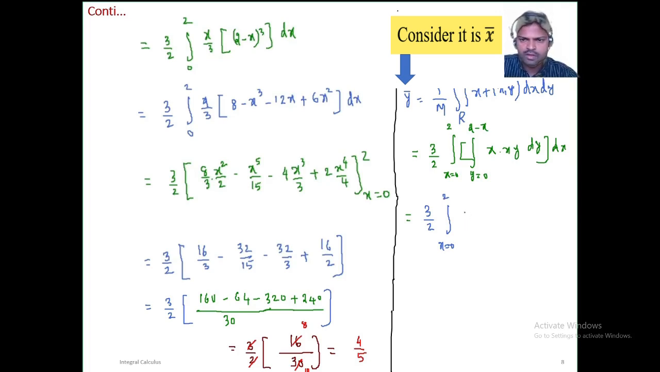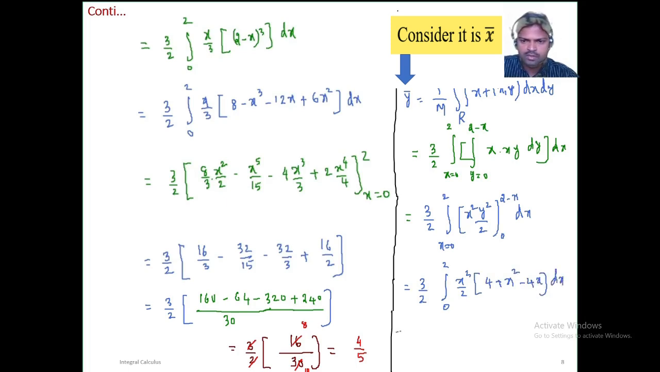So x square y square by 2, with respect to y, because y is dependent here, and the y limits run from 0 to 2 minus x, into dx. This will be 3 upon 2, and the x limits are 0 to 2. So x square by 2 is completely outside, and here 2 minus x whole square, which is 4 plus x square minus 4x, into dx.